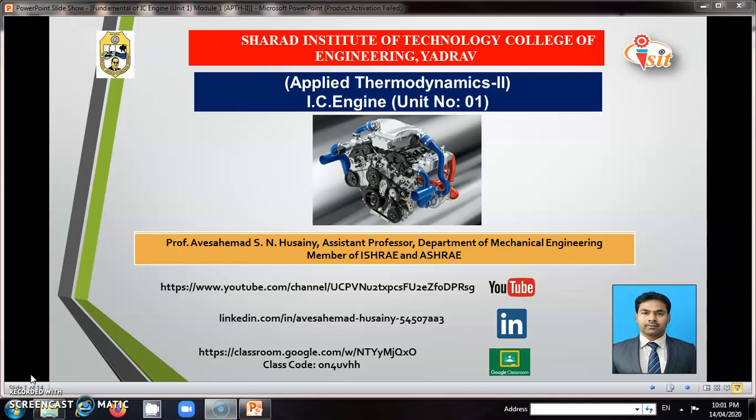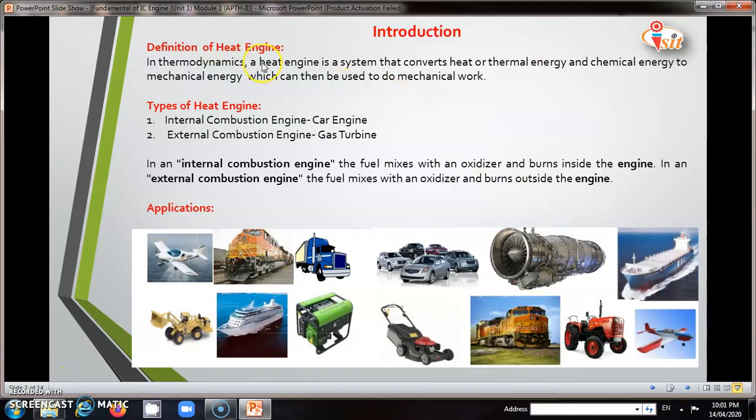In this video, we will discuss the introductory part of the IC engine. Let us start with the definition of the heat engine. The main function of the heat engine is to convert heat or thermal energy along with chemical energy to mechanical energy, which can be used to do mechanical work.